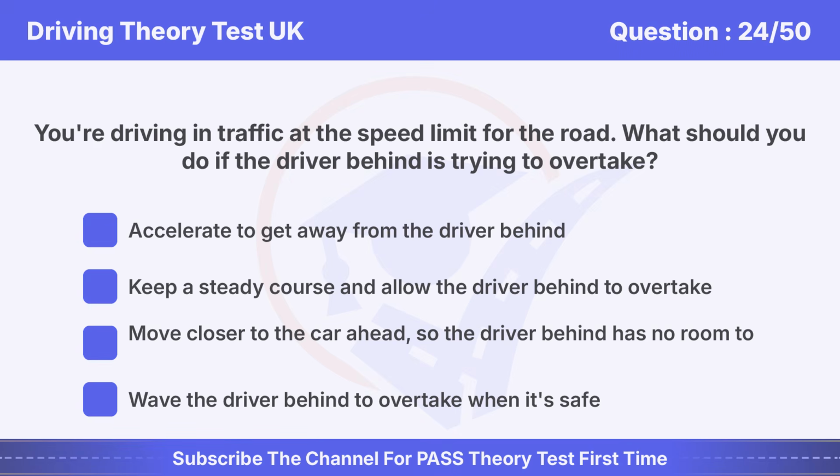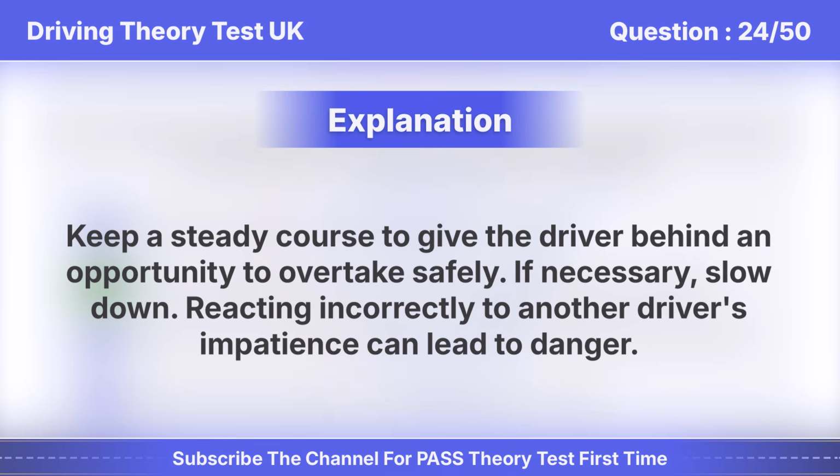Question 24. You're driving in traffic at the speed limit for the road. What should you do if the driver behind is trying to overtake? Answer is B. Keep a steady course and allow the driver behind to overtake. Keep a steady course to give the driver behind an opportunity to overtake safely. If necessary, slow down. Reacting incorrectly to another driver's impatience can lead to danger.